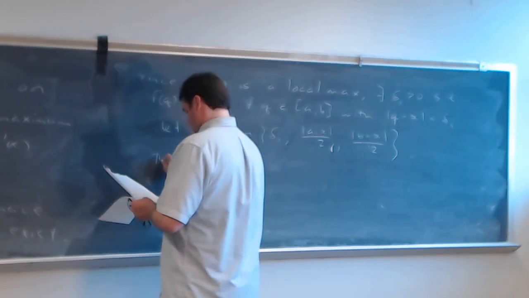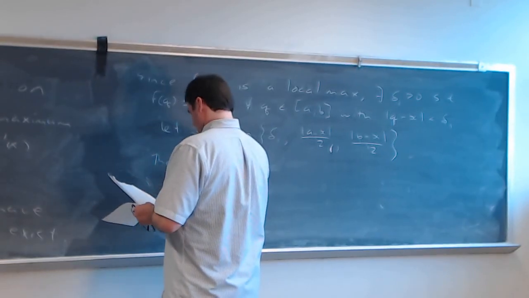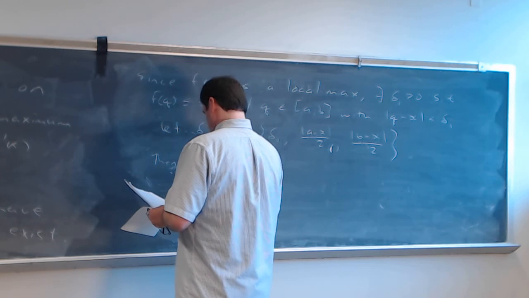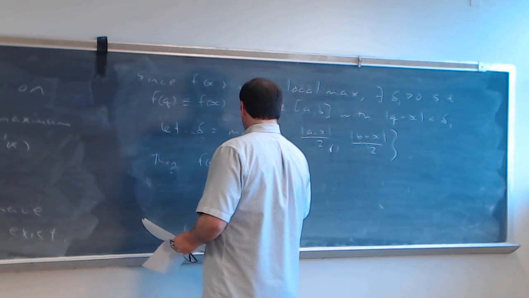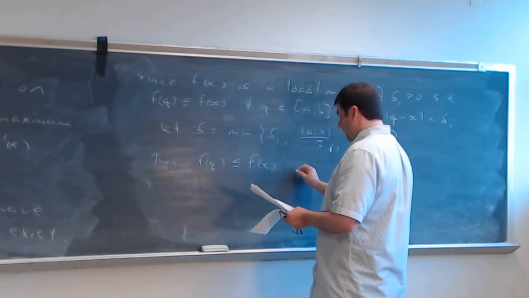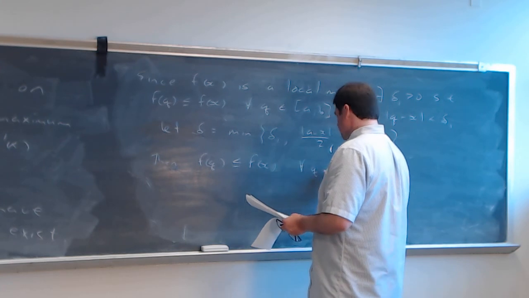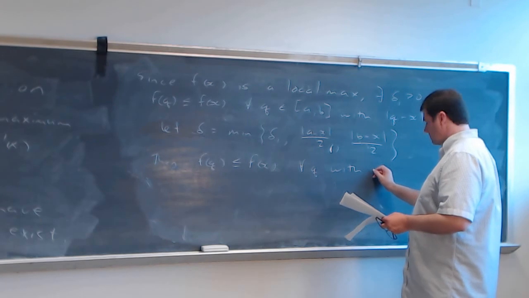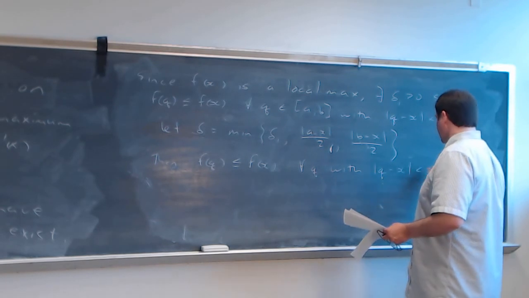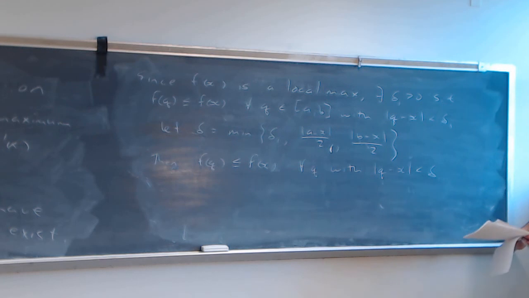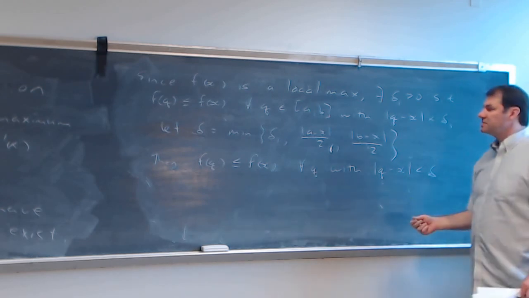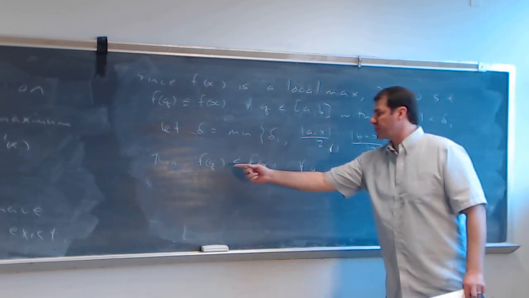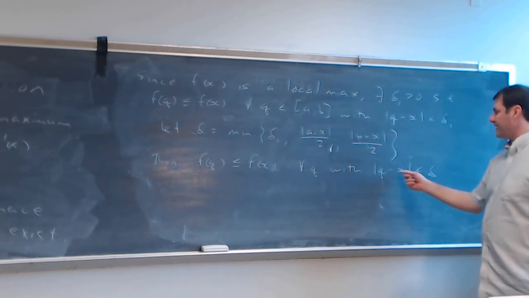Then f of q will be less than or equal to f of x for all q with the absolute value of q minus x being less than delta. What this does is essentially remove the ability for q to be equal to either a or b.